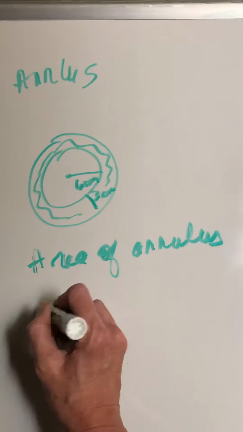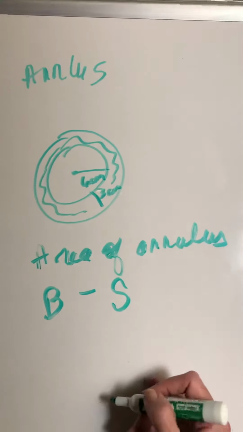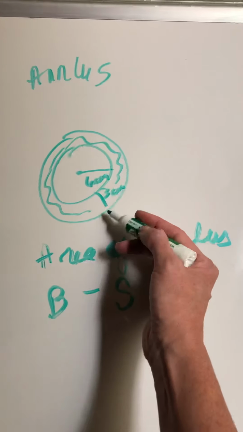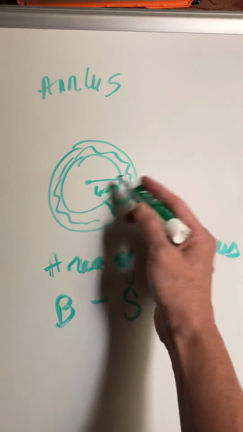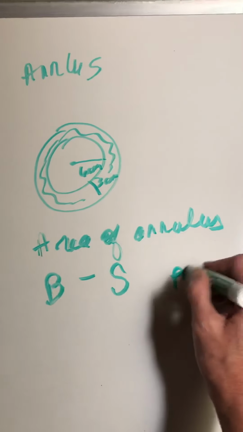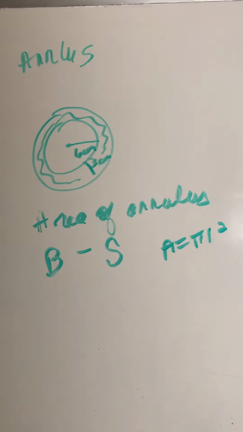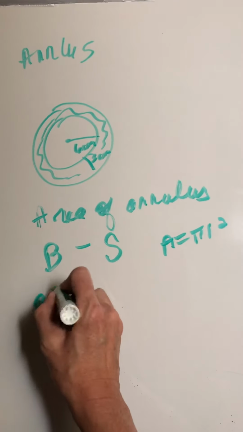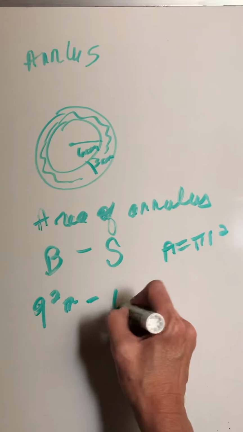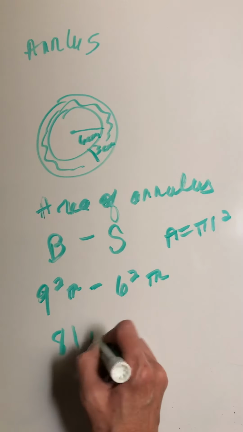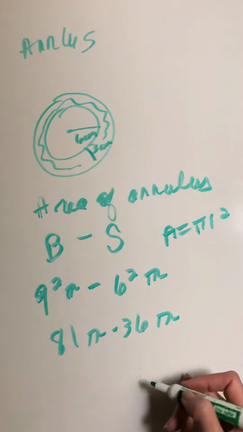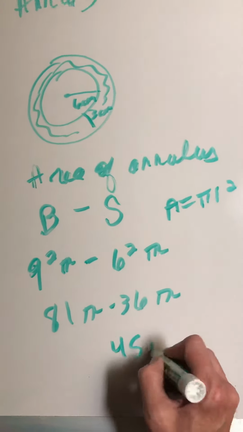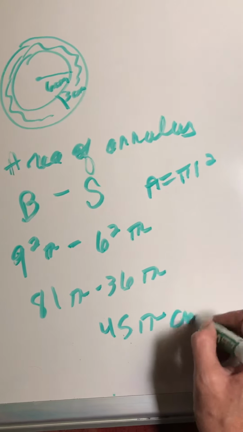The area of the annulus is big circle minus small circle. That's all you do. It's big minus small. So the biggest circle here is not radius 3. The biggest circle here is radius 9 because 6 plus 3 is 9. So area of a circle, and the majority of the time they want you to give exact, which is in terms of pi. So the biggest circle would be 9 squared pi. The smaller circle would be 6 squared pi. So I'd have 81 pi minus 36 pi. And then whatever 81 minus 36 is, 45 pi. And it's centimeters squared because it's area.